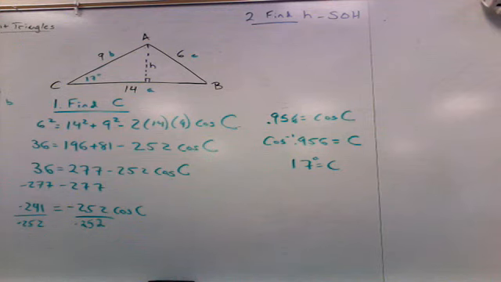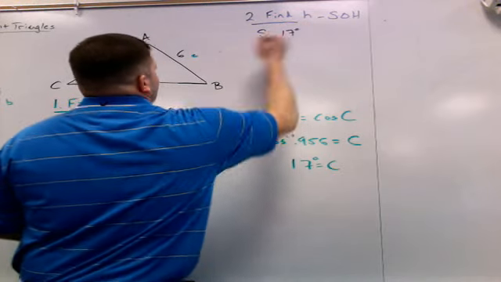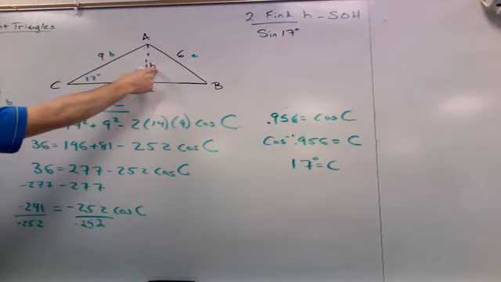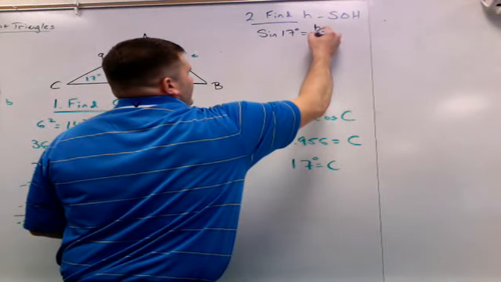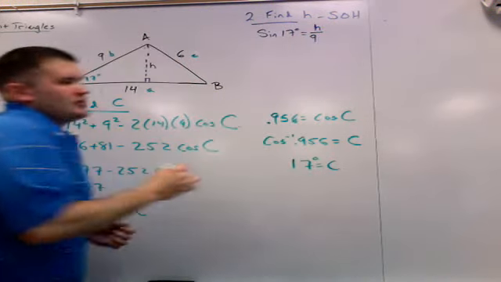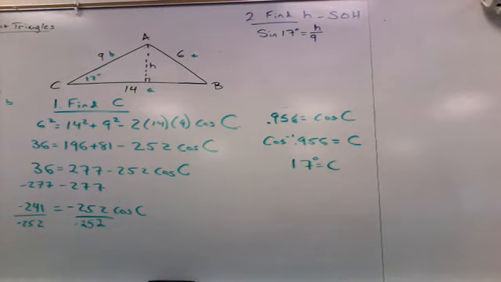So sine of 17 equals opposite over hypotenuse. Now don't get confused with the little h. Little h does not mean hypotenuse. It means height. Why does everything have to start with an h in math? I don't know why.